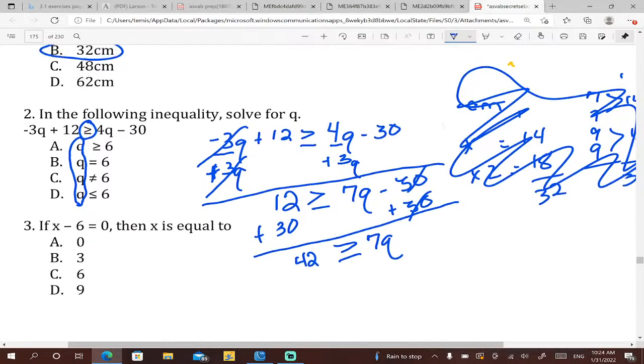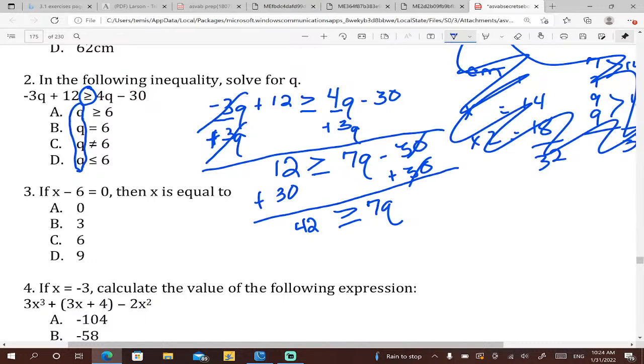Now ask yourself, what's 42 divided by 7? Or you can say 7 times what makes 42. And you don't have to start thinking about a whole bunch of numbers, because remember, this is multiple choice. There's nothing but 6's there. So the answer is 6. So Q, our inequality symbol, and a 6.